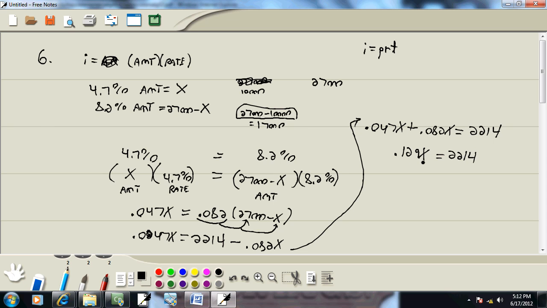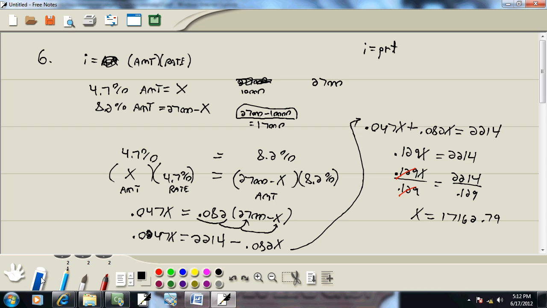And then last step, divide both sides by the number in front of your x, which is 0.129. Those 0.129s cancel, and we get 2214 divided by 0.129. That gives us 17,162.79.